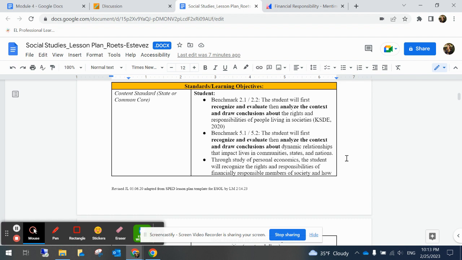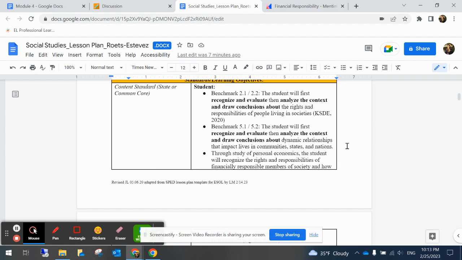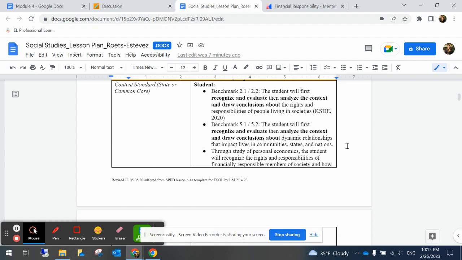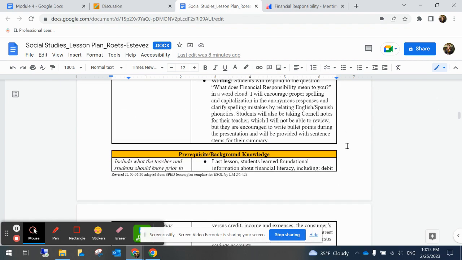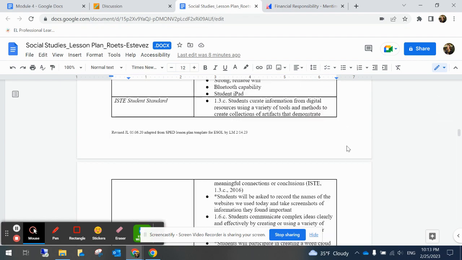In order to engage higher level thinking and critical thinking, I integrated two benchmarks for some standards for social studies for Kansas. They are more broad standards, and then you get to, as a teacher, use your district standards and your professional judgment on the content. But I did start with recognize and evaluate and move on to analyzing and drawing conclusions.